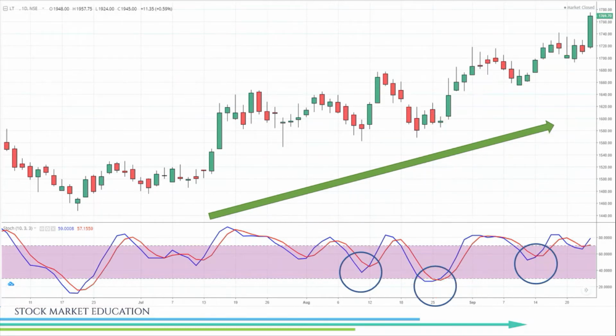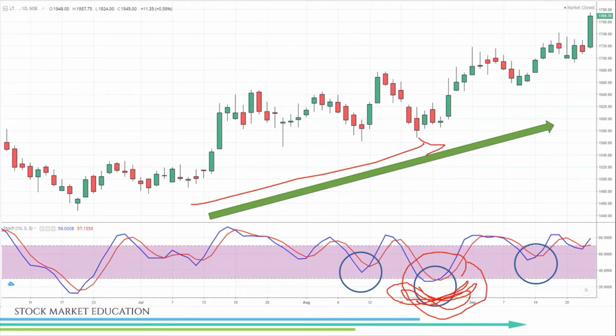So ideally, a buy signal at the oversold zone in a strong uptrend can be considered a very good buy.